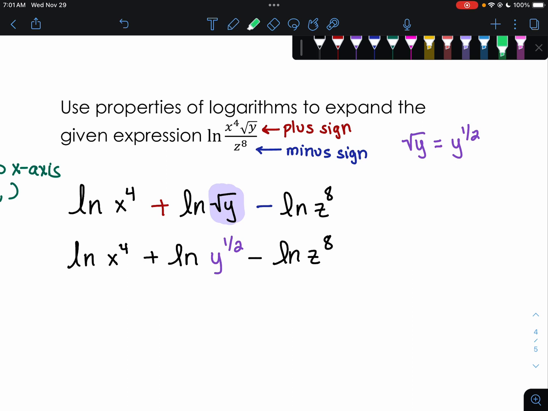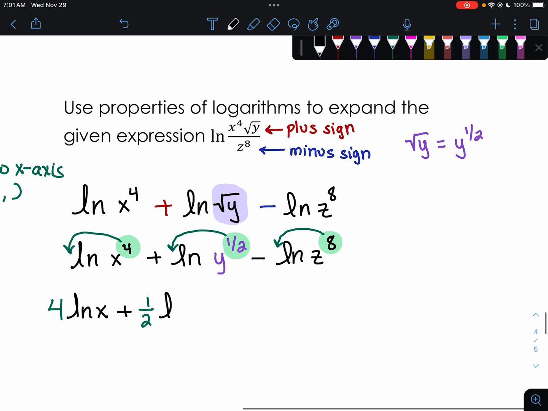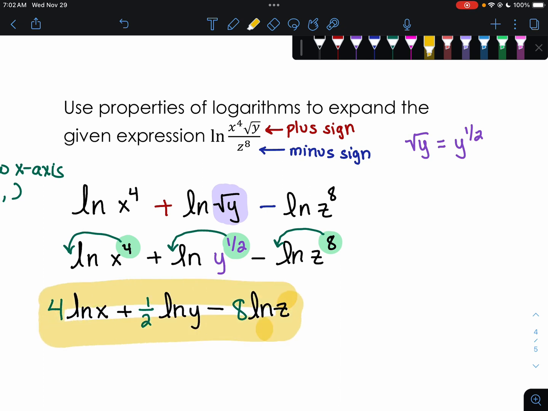From here, what we need to do is we need to take each of these exponents and we need to drop it down in front of its respective log. So we would have 4 natural log of x plus 1/2 natural log of y minus 8 natural log of z. And this would now be fully expanded.